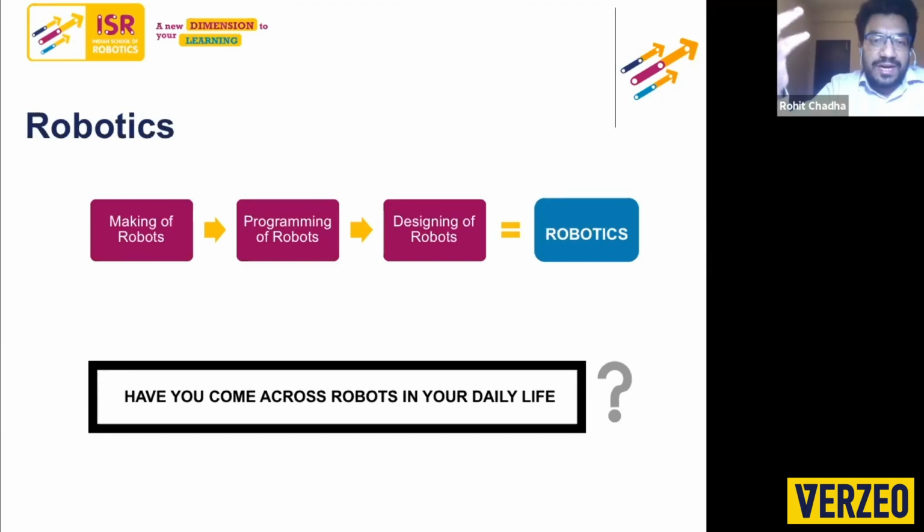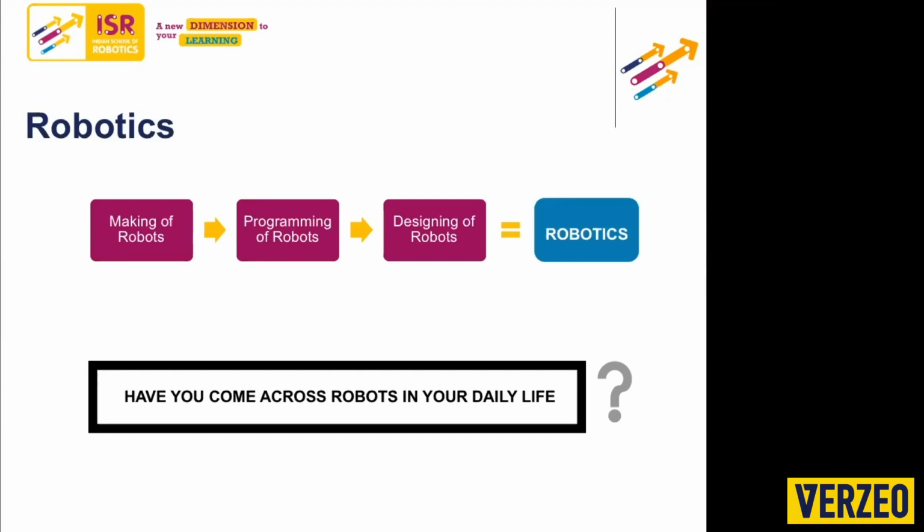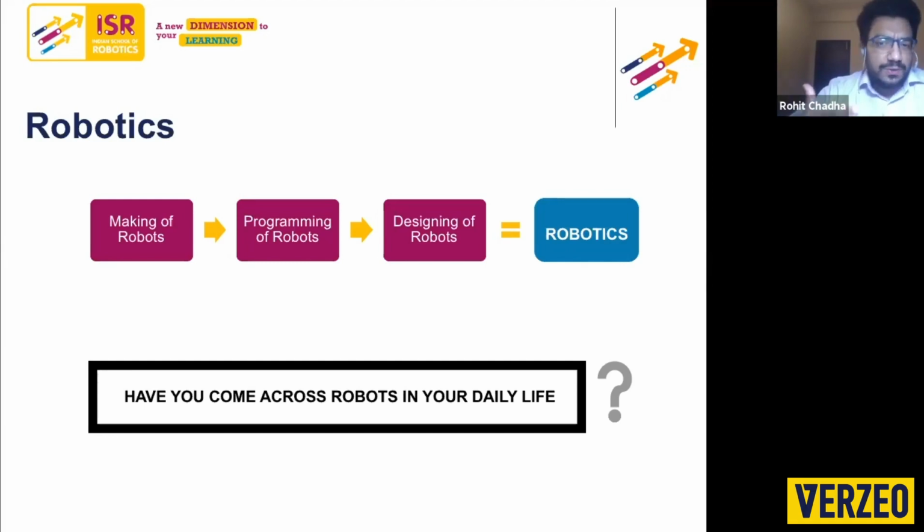Similarly, we see a lot of devices in our home itself, which we can classify as robots. One more example I'll give. When we go to malls, usually there we have these automatic doors which open as soon as we go closer to them. So how does it do that? It senses the presence of a human or object and it opens.